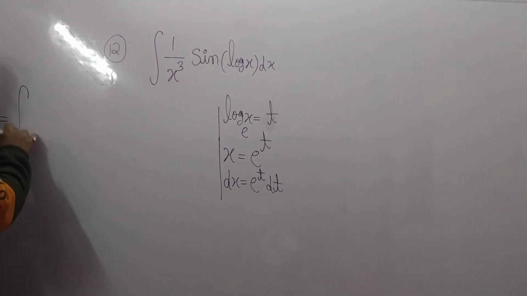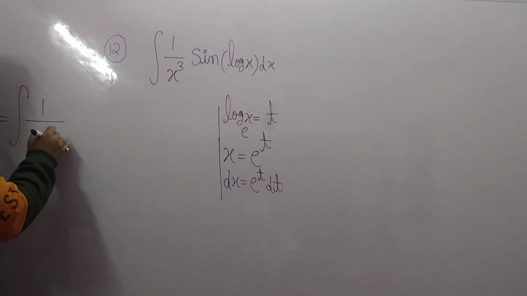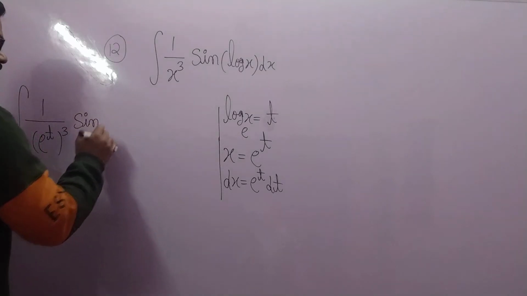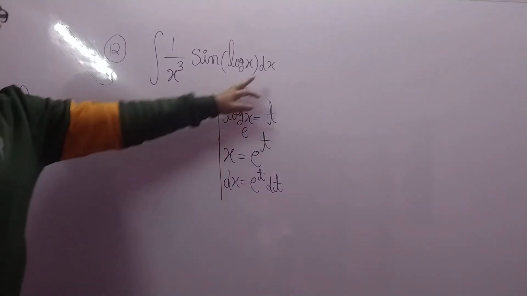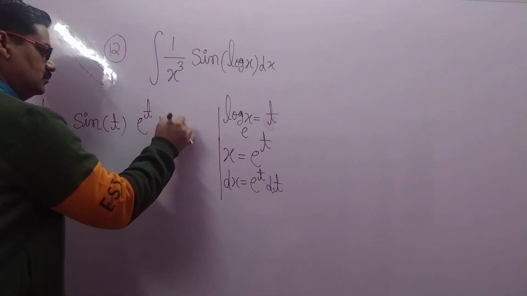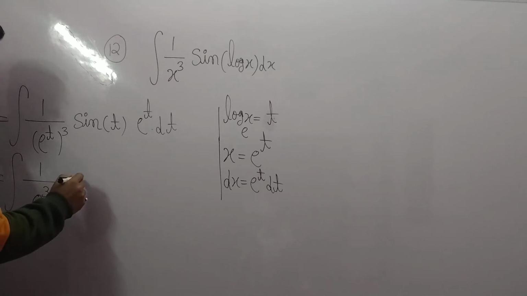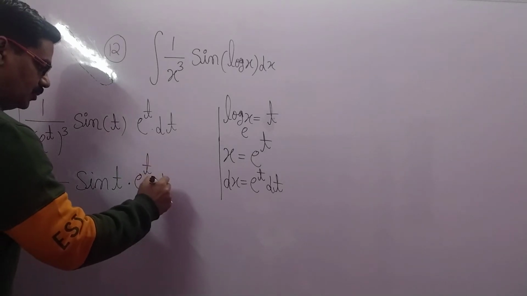Now put it here. Value of x is e to power t. Sine. Value of log x is t. Value of dx is e to power t dt. Now it becomes e to power 3t sin t e to power t dt.